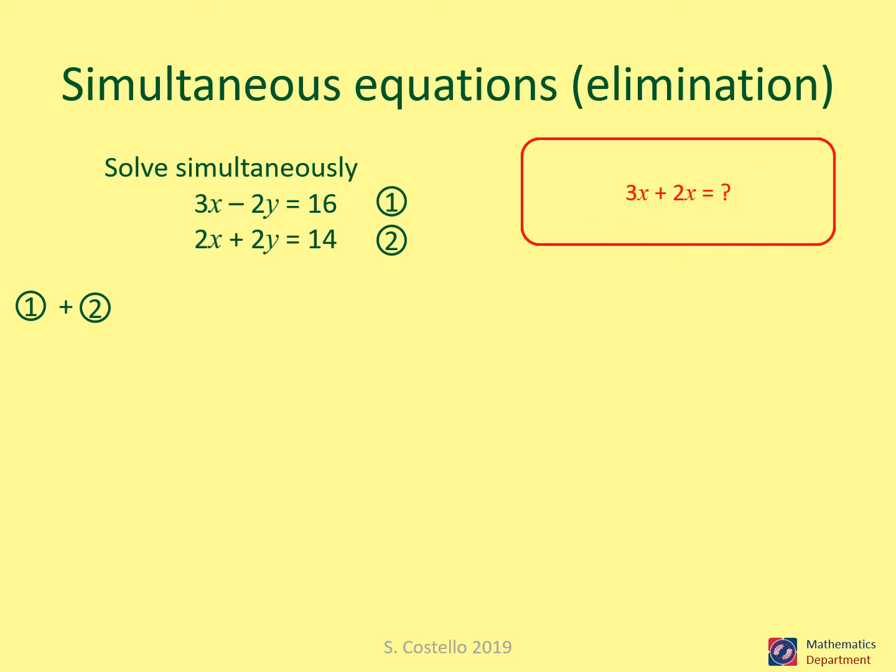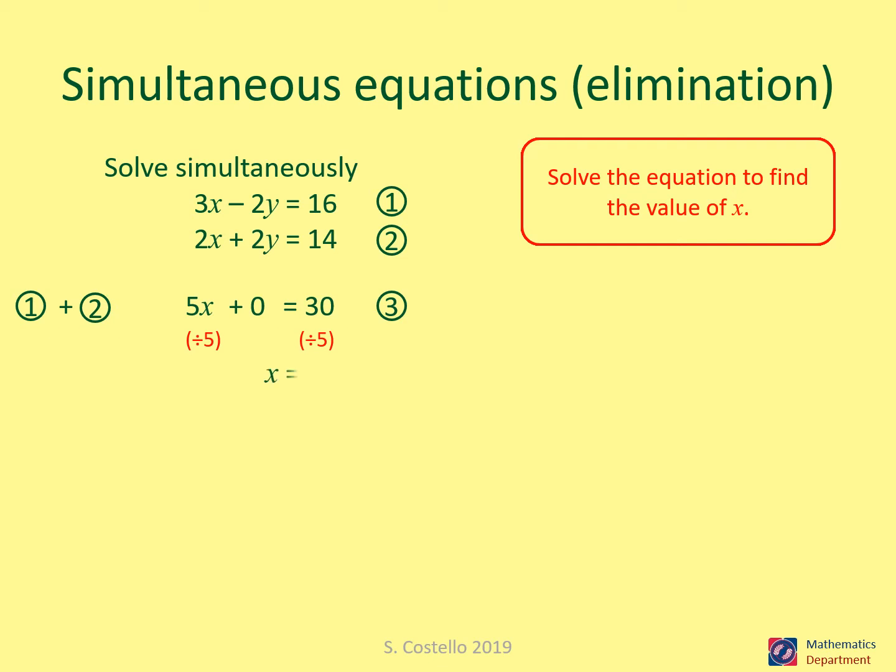So 3x plus 2x gives us 5x, minus 2y plus 2y, 0, 16 plus 14 gives us 30. Again, we have a new equation, so we're going to number it. This is equation 3. And now we solve this to find the value of x. Divide both sides by 5, and we get a value of x as x equals 6.